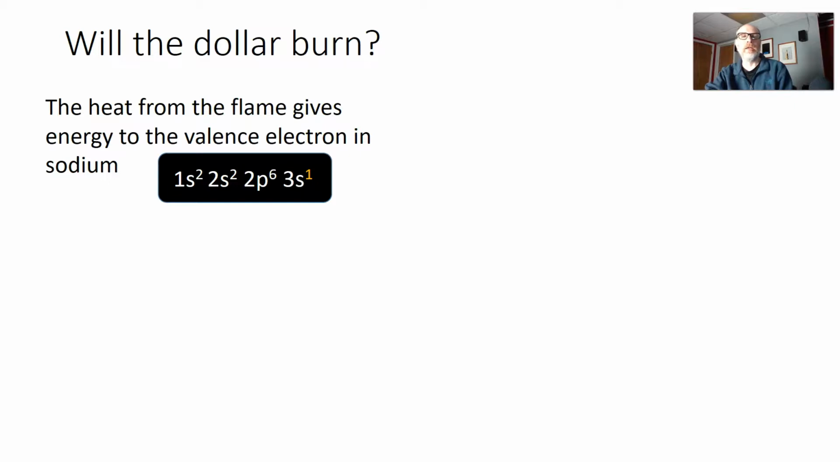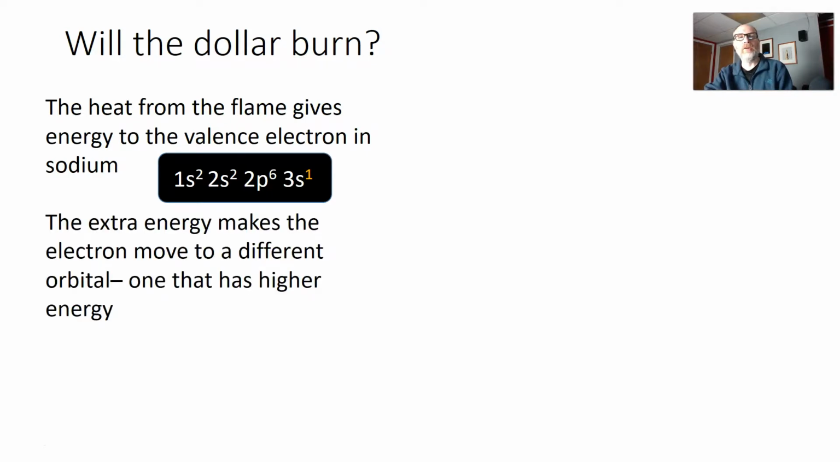And so when we're talking about sodium, remember the electron configuration for sodium is 1s2, 2s2, 2p6, 3s1, where that one 3s electron is the valence electron. All right, so that's the one that we're going to be talking about here. That highest energy electron is the one that we're most likely going to cause to move around. And the energy from that flame makes that electron move to a different orbital. It's going to move to a higher energy orbital.